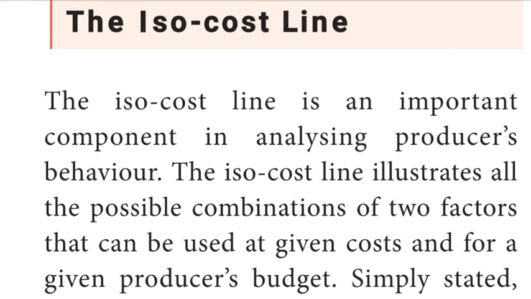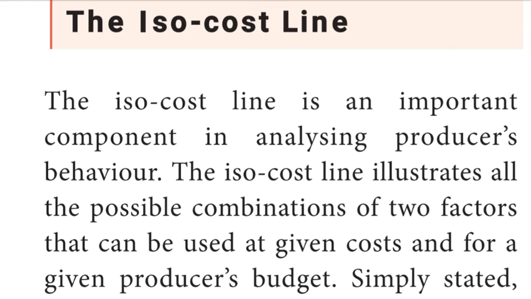Students, take page number 67. The iso-cost line plays an important role in determining the combination of factors that the firm will choose for production. An iso-cost line is defined as the locus of points representing various combinations of two factors which the firm can buy with a given outlay. A higher iso-cost line represents a higher level of output and a lower iso-cost line represents a lower level of output.